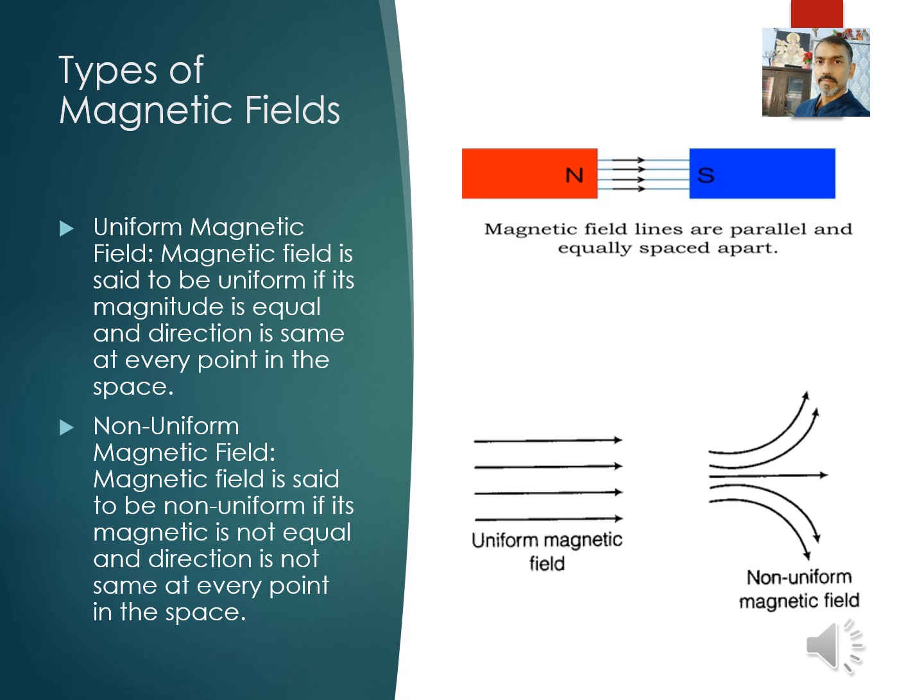Uniform magnetic field. Magnetic field is said to be uniform if its magnitude is equal and direction is same at every point in the space. Uniform magnetic field is represented by equidistant, parallel, straight lines as shown in the figure. Non-uniform magnetic field. Magnetic field is said to be non-uniform if its magnitude is not equal and or direction is not same at every point in the space. Non-uniform magnetic field is represented as shown in the figure.